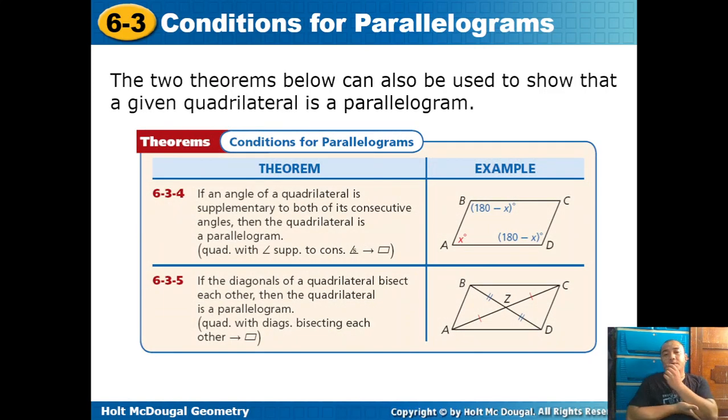Now, the two theorems below can also be used to show that a given quadrilateral is a parallelogram. For Theorem 6-3-4, if an angle of a quadrilateral is supplementary to both of its consecutive angles, then the quadrilateral is a parallelogram. And Theorem 6-3-5, if the diagonals of a quadrilateral bisect each other, then the quadrilateral is a parallelogram.